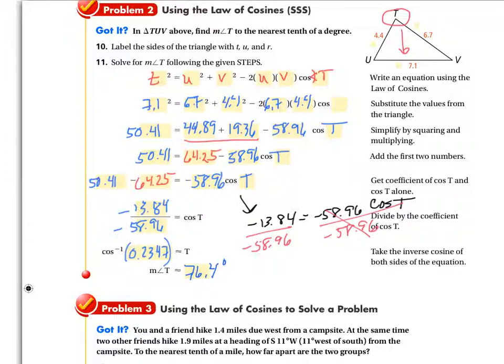Do you need to see that in my calculator? Yes, no? So again, all I did was I took this negative 13.84, divided it by the negative 58.96, and I got that answer. Then you're going to do second cosine, and then second answer right down here, and then hit enter.